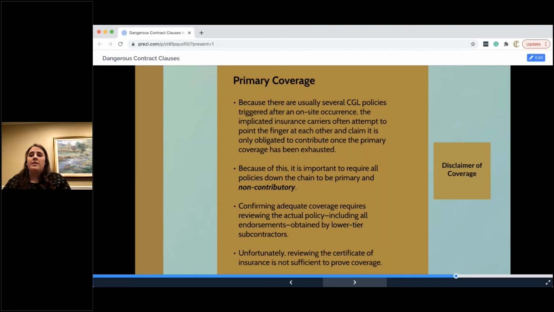So how do we prevent that? How do we know who is the primary coverage, who pays first? What you want to do is require all policies down the chain from you, or even across the chain from you, to make sure that they are, as much as you can, primary insurance. If they're really all primary, there's not going to be this waiting game of finger pointing and things like that. So you need to confirm that you have an adequate coverage. You need to review the actual policy, and you need to look at not just yours and the one above you, but also the ones below you.